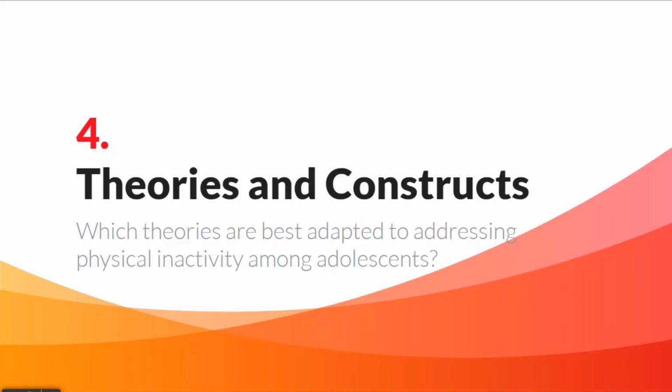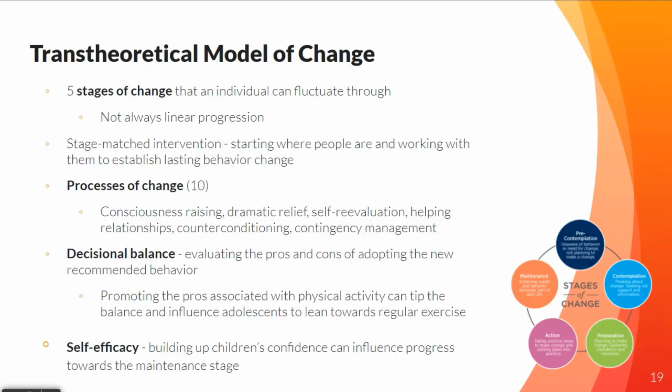So now we'll go ahead and talk about the theories and constructs that are best adapted to addressing physical inactivity among adolescents. So first we have the trans-theoretical model of change, which is a stage theory, meaning that the behavioral change occurs as a result of individuals passing through a series of sequential stages. So there are 5 stages of change. As you can see at the bottom, we have pre-contemplation, contemplation, preparation, action, and maintenance. And there are 10 processes of change associated with this model as well.